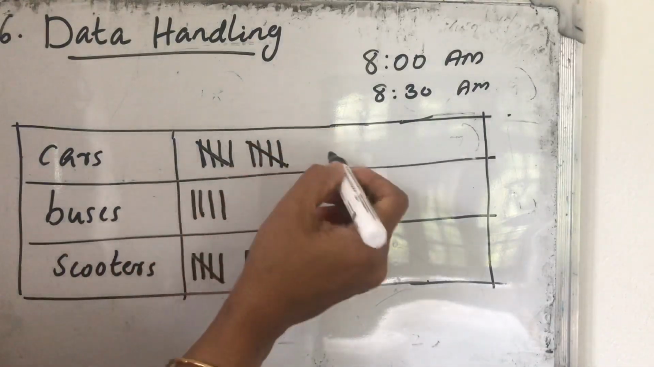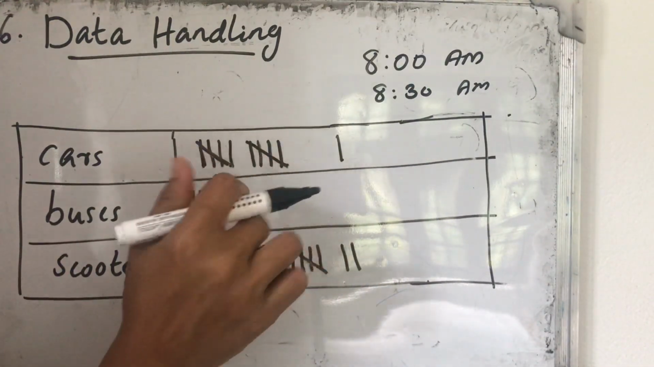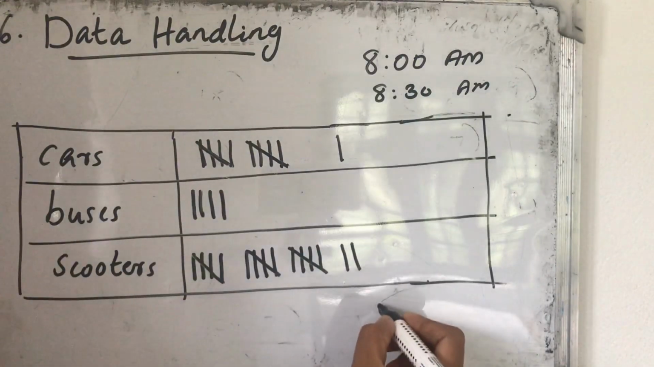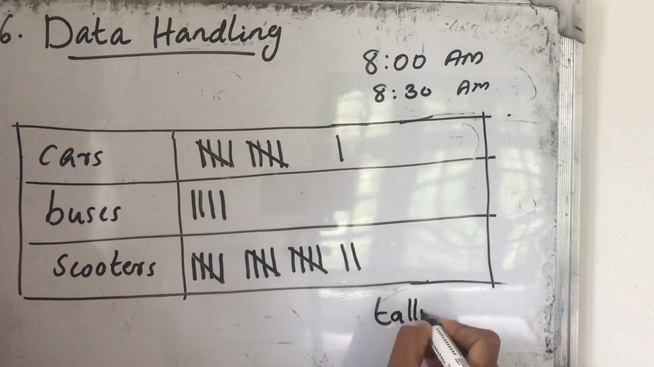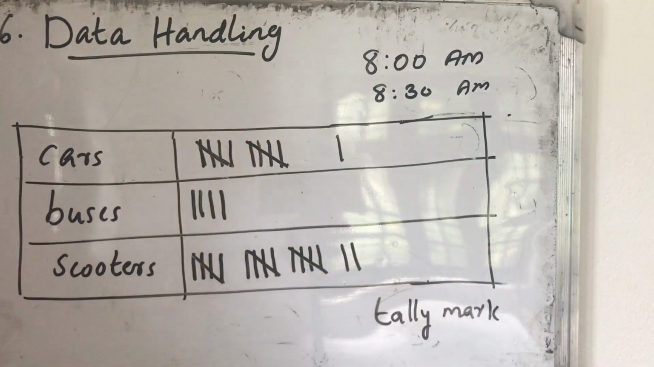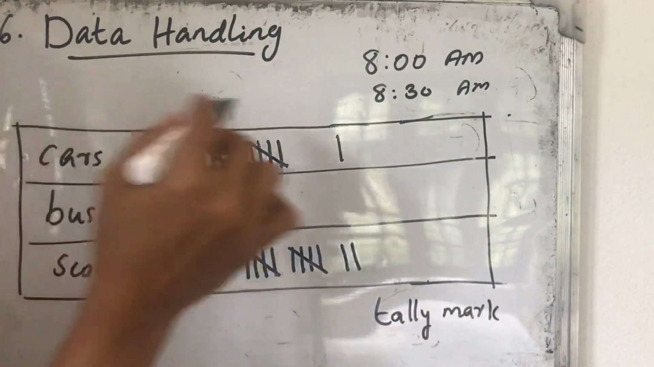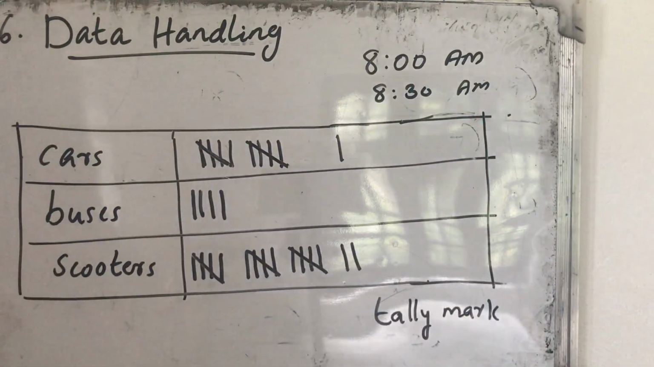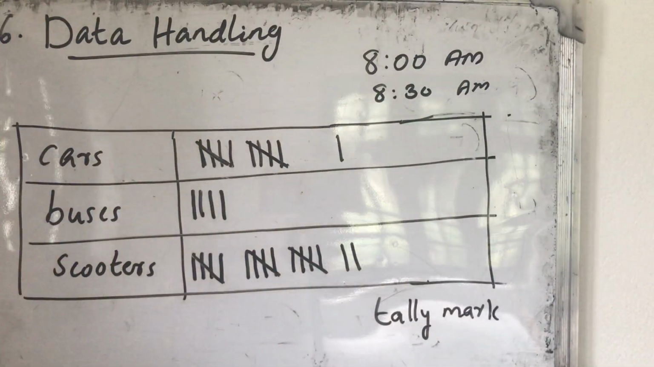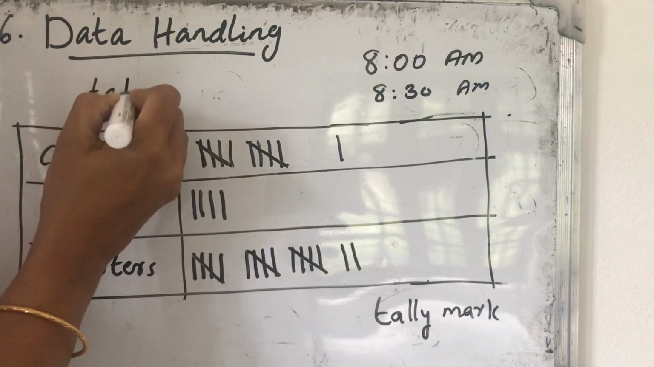Now this mark, if we are marking this one here, it is called one tally. What is that? Tally mark. That mark is called a tally mark. And making this type of columns and then drawing this type of tally marks, we can say that it is a tally chart. So it is called a tally chart.